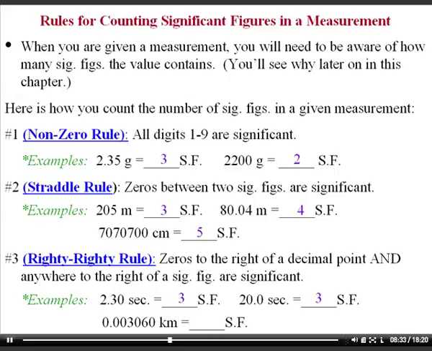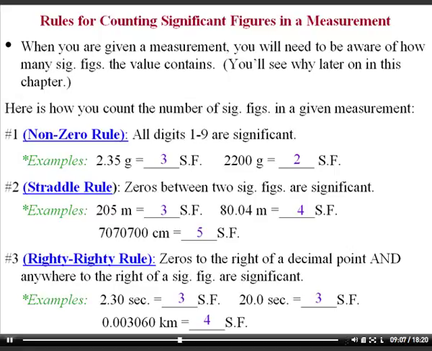And in the last example, we see 0.003060. Well, which zeros count towards the precision? The beginning zeros don't count because they're not a righty-righty 0. I agree that some of them are to the right of a decimal, but they're not at the end of the number, they're at the beginning of the number, so they don't count. Only the 3, the 0 in the middle, the 6, and the 0 after the decimal at the end of the number would count towards the precision. So again, it's zeros that are to the right of a decimal and at the end of the number that count towards the precision.